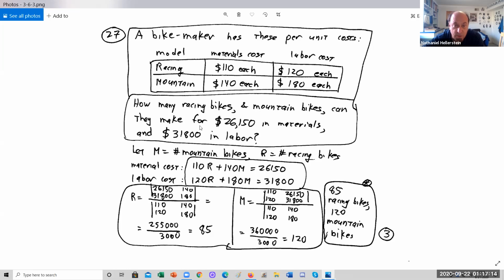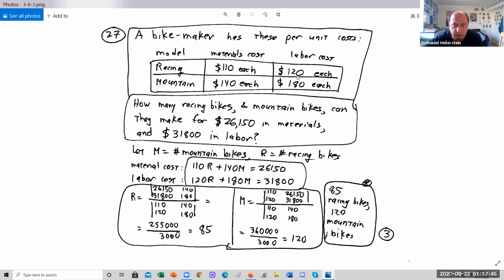So okay, we're first asking after the number of bikes. M is the number of mountain bikes. R, I'll call that the number of racing bikes. Now, the materials cost. If there are M mountain bikes and R racing bikes, the materials cost is 110R plus 140M. That equals the total budgeted in materials, which is 26,150. 110R plus 140M is 26,150.